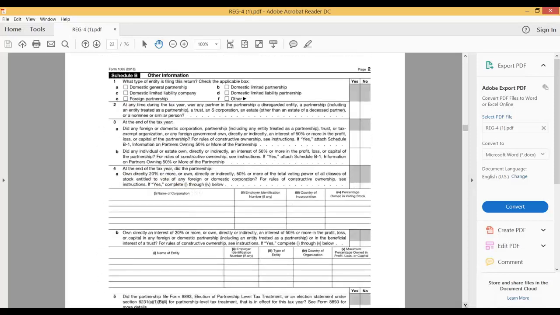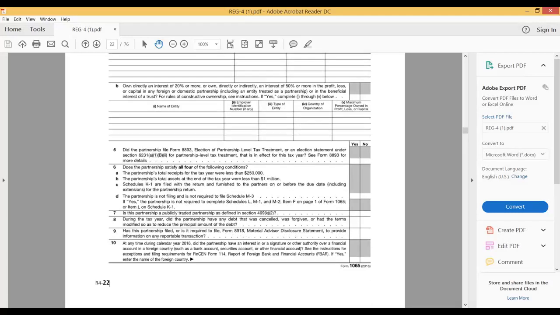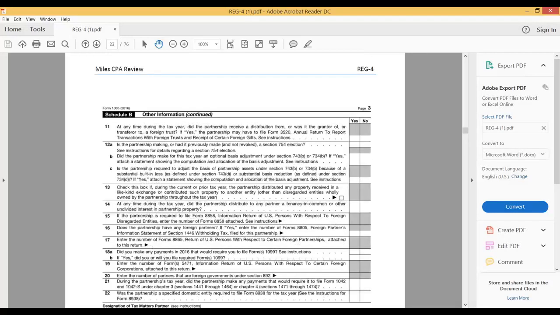The second page is more about information to the IRS in terms of what type of entity it is. What we discussed: general, limited liability, or limited liability partnership, or even a foreign partnership. You will have to let the IRS know what type you are, right? Plus other information in terms of who the partners are and what the percentage of ownership is. All of this goes into the second page.